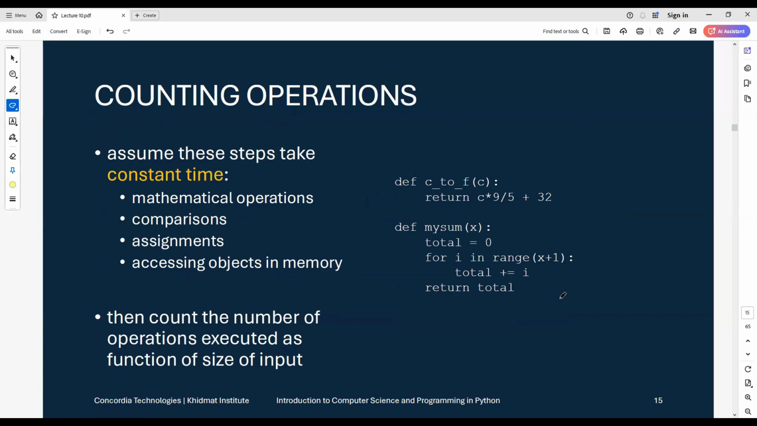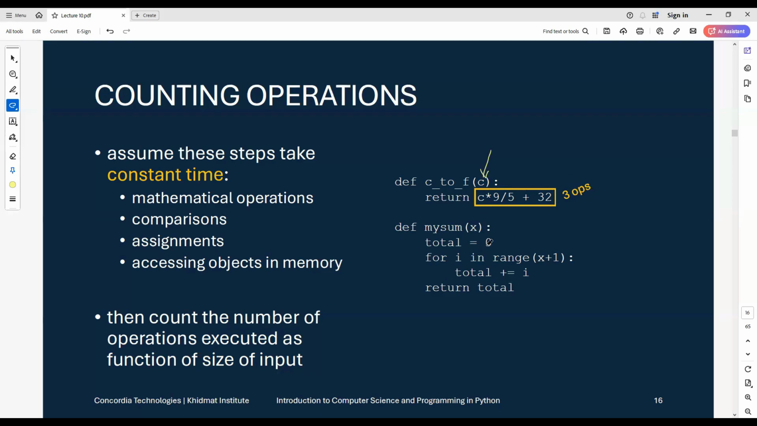Instead of using a timer, we can count the number of operations, and that way we can probably come up with an equation that is represented based on the input that we have used. So here, as I said earlier, the Celsius to Fahrenheit conversion simply uses three operations. It's not a complex algorithm, and its time complexity is constant. No matter what the size of this number is, it would only do three operations every time.